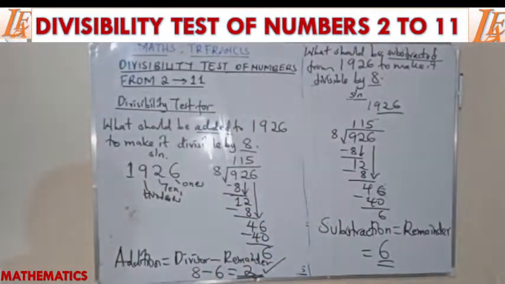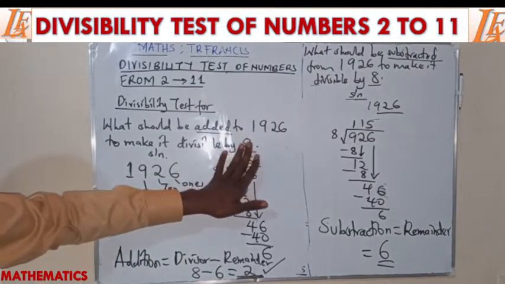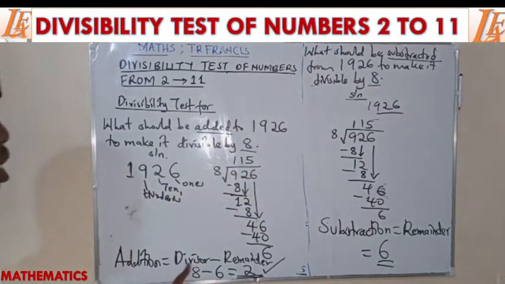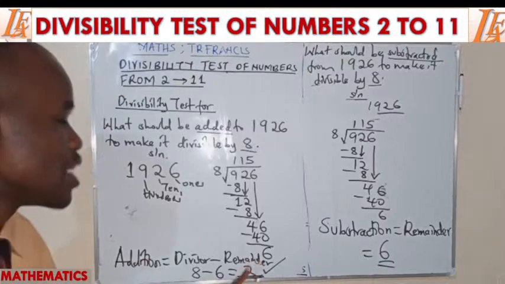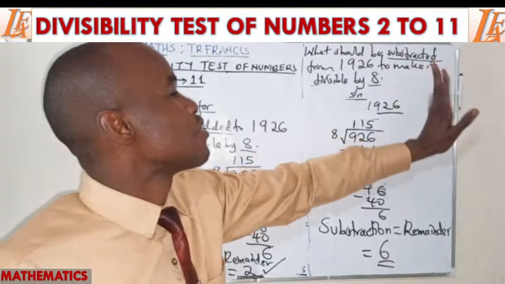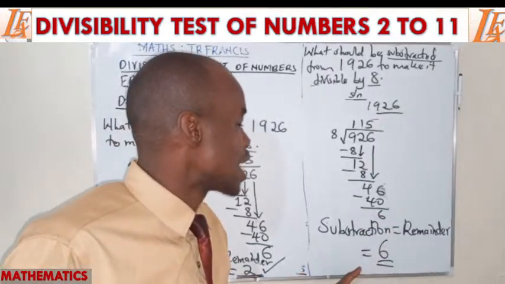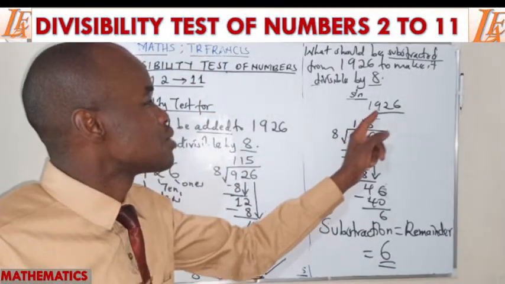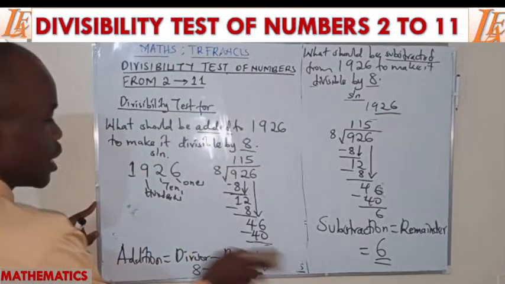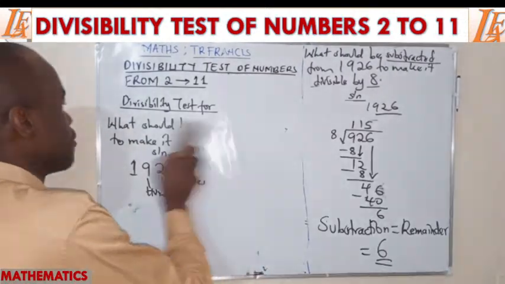So get this. When you are asked what should be added, even if it is not the divisibility test of 8, even if it is 7, 9, or 5, addition means divisor minus remainder. Then if you're told what should be subtracted, even if it is a divisibility test for 3 or 11, it is the remainder. In this case, the remainder is 6, so the answer is 6. So we take 6 from 1926, then the number will be divisible by 8. Let us proceed to the divisibility test of 3, 6, and 9.